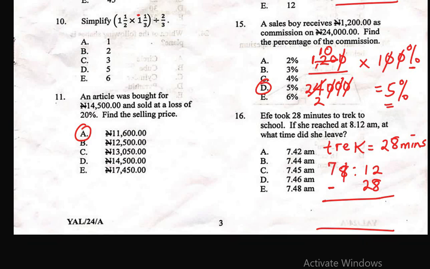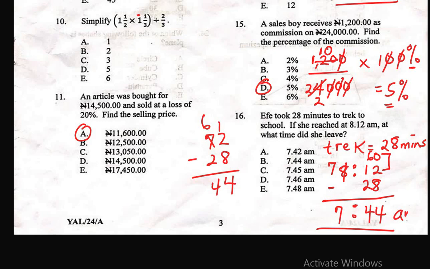Mind you, I borrowed 1 hour. As you bring the 1 to the minute column where you have 12, it changes to 60 because 60 minutes make 1 hour. 60 plus 12 is 72. Now let's subtract 28 from 72. Borrow 1 here, 6, put it 12 minus 8, 4. 6 minus 2, 4. So that's 44 in the minute column. Then you bring down 7. So the answer is 7:44 a.m., which is option B.